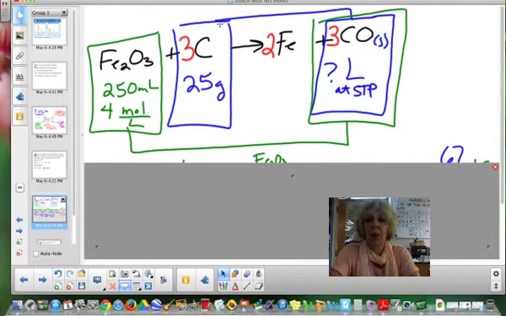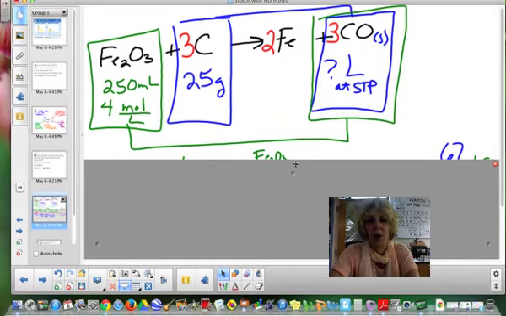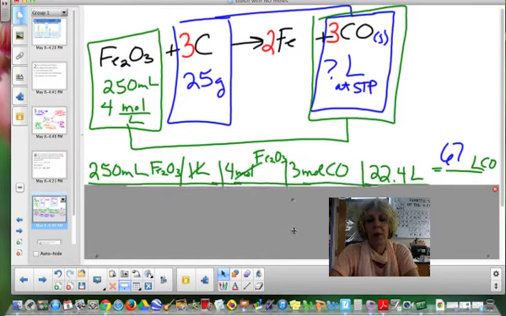And then the blue ratio is going to be the mole ratio between carbon and carbon monoxide. So I've got my balanced equation. I have all my materials. I know what I want here. I want the number of liters at STP. So now I'm ready to go. I'm going to find out my bread first. So I'm going to do the bread Stoich problem first.